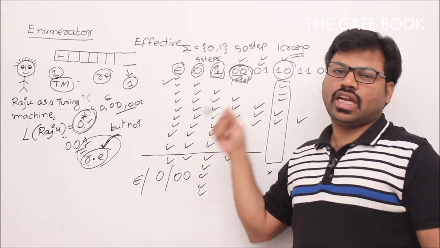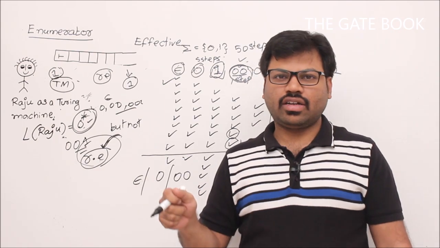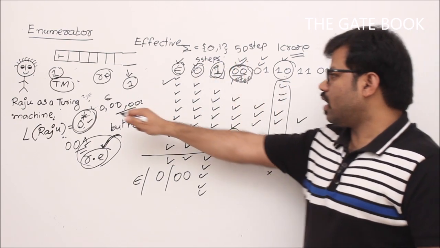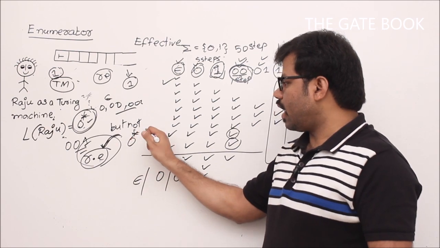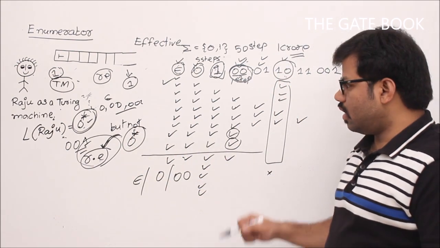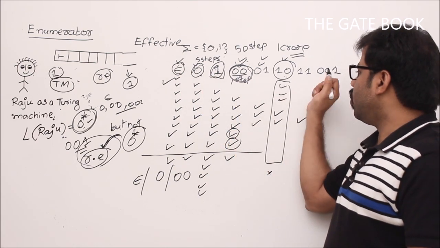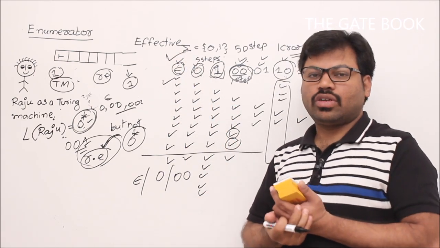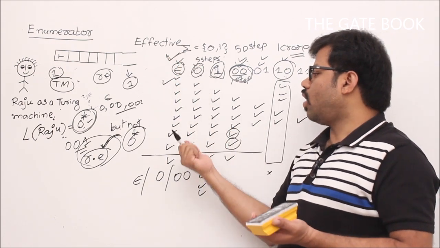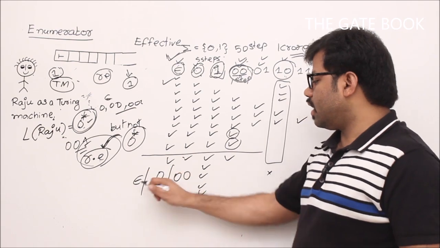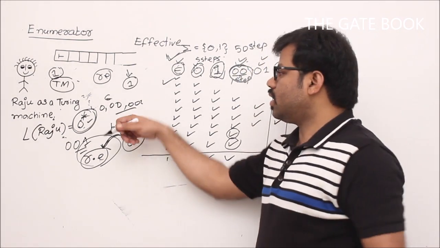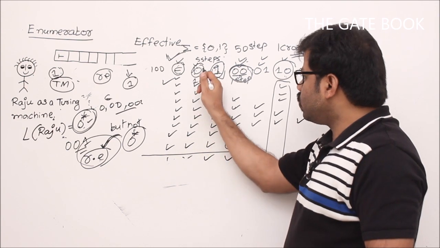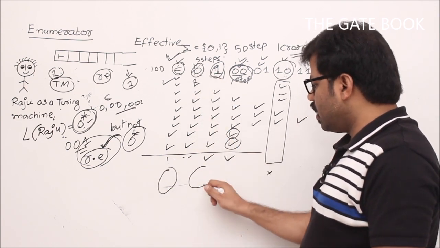For example, one string takes only 5 steps. That will be quickly printed, though it is not in order, correct? Lexicographic order means printing epsilon first, then 0, then 00. I'm talking about Raju's Turing machine. Example, let's say 0 star is the language. Printing the strings in lexicographic order means epsilon, then 0, then 00, then 000, and so on. But with this technique, sometimes we need to avoid the infinite loop, so I may not generate the strings in this order. If your Turing machine is designed such that epsilon takes 100 steps and 0 takes only 1 step, then eventually 0 will be printed first because it will finish its task first, after that epsilon.